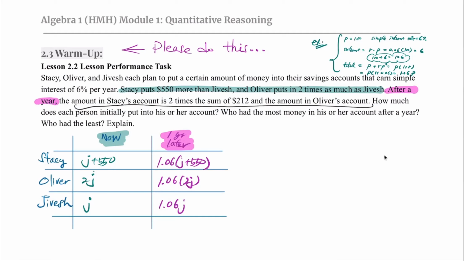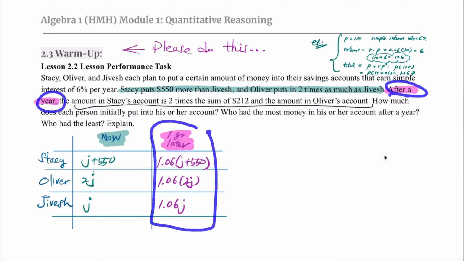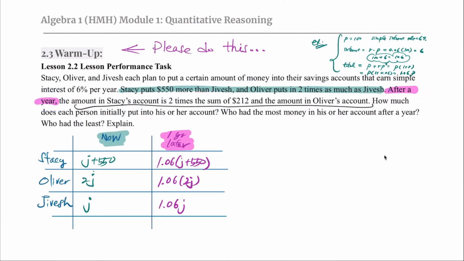Now here comes the algebra, right? The typical setup in algebra. The fact that it's after a year tells me that I should use the expressions from this column. According to this, Stacy has twice. Ooh, let's write that down. I'm going to use black, not gray.